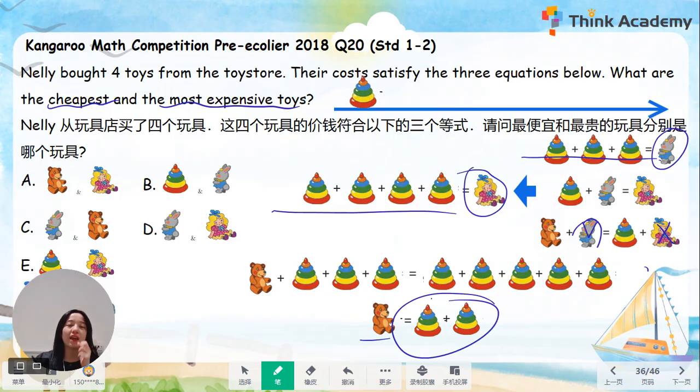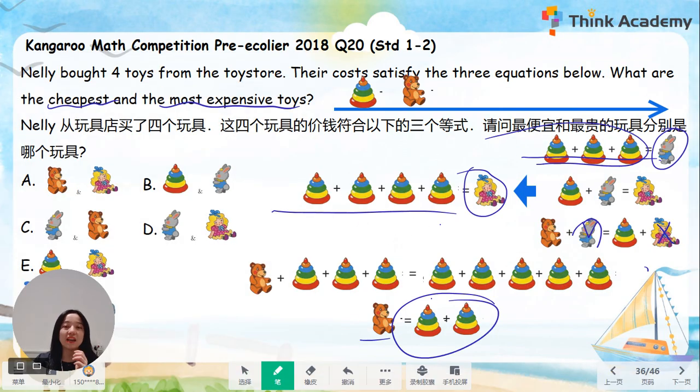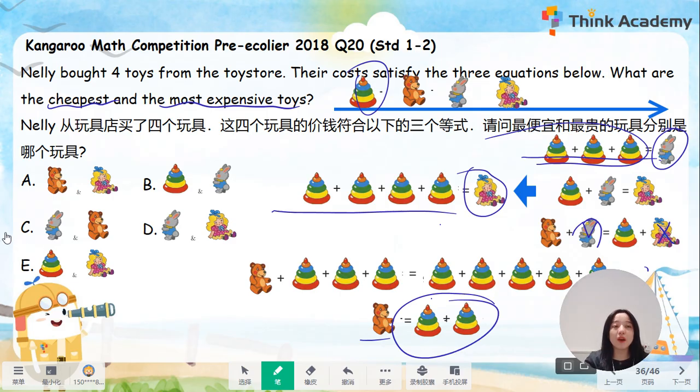We can also have a magic arrow here. The cheapest one is still the tower. The next one is the bear, because it is only worth 2 towers. The next one is the bunny, which is worth 3 towers. And the last one would be our doll, the most expensive one. So here you can see the tower is the cheapest and the doll is exactly the most expensive one. That's how we get it. The correct answer is just E.